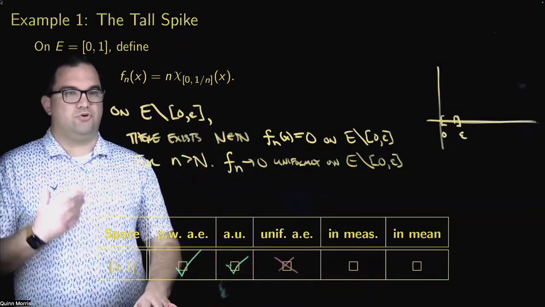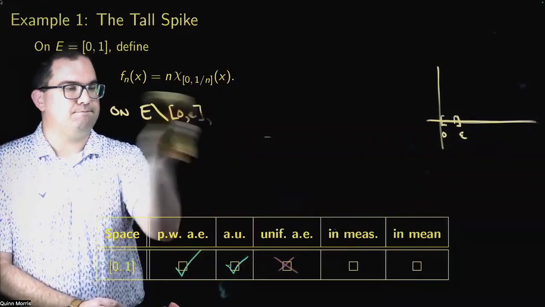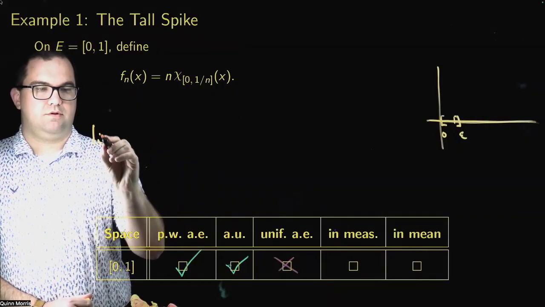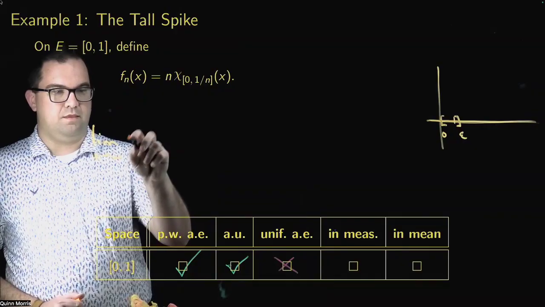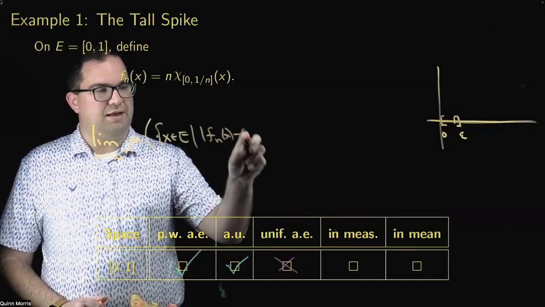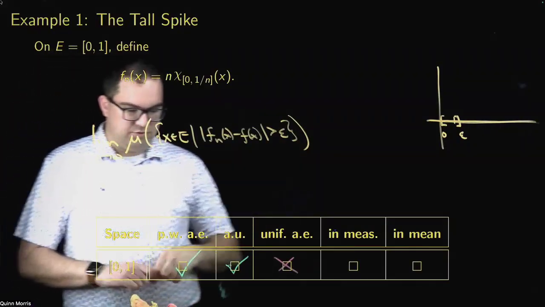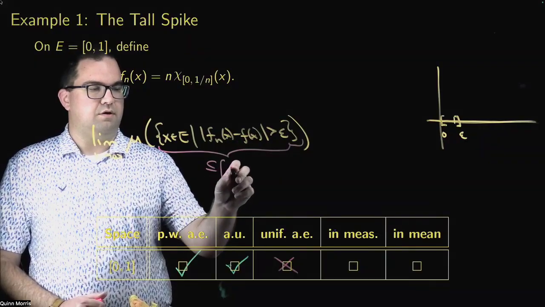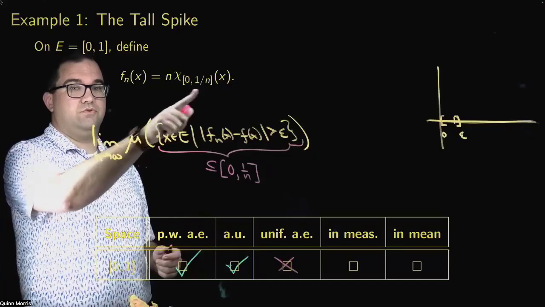And then finally, if we look at this and think about it in terms of in measure and in mean. So recall that to converge in measure, I want to look at the limit as n goes to infinity of the measure of the set of all x values in my domain, such that f sub n of x and f of x differ by more than epsilon. And what we said last time is, well, this set, for this particular sequence of functions, is always a subset of 0 to 1 over n. Because if I think about this sequence of functions, the only place they differ at all from 0 is on this interval 0 to 1 over n.